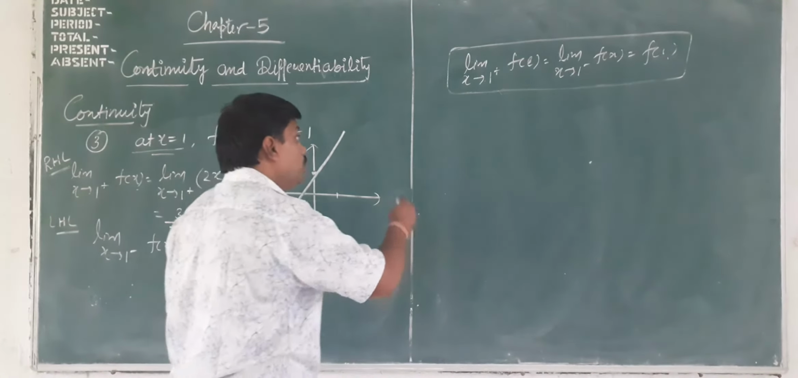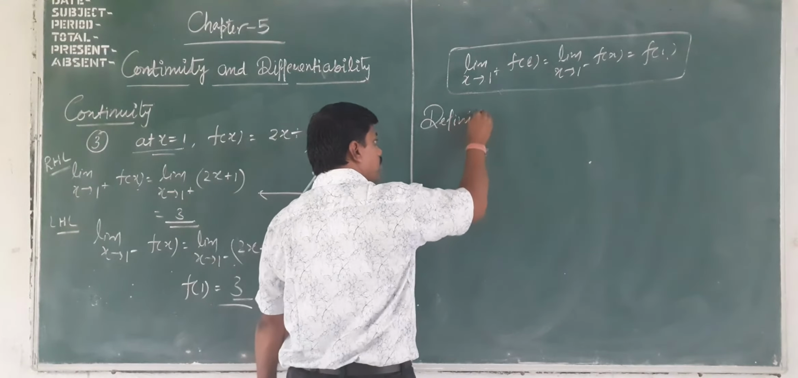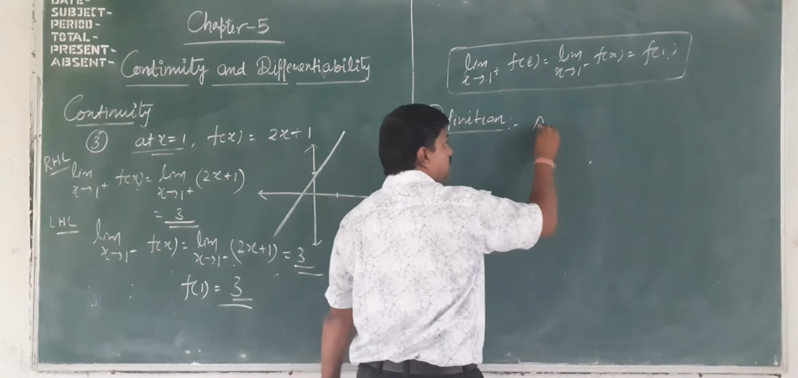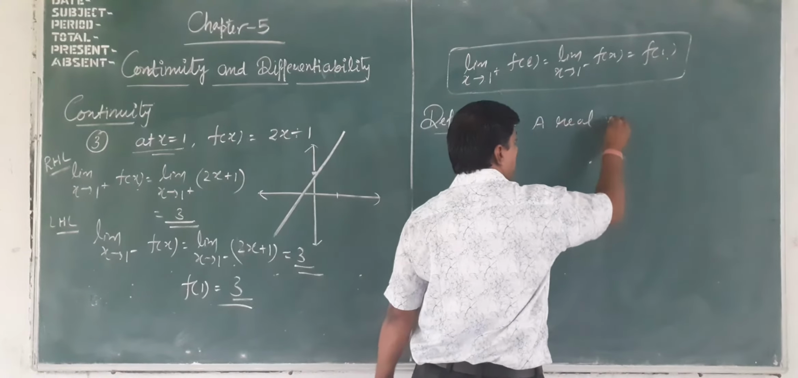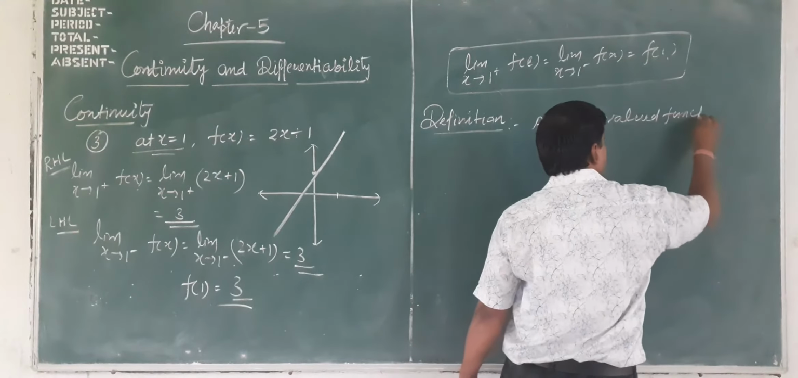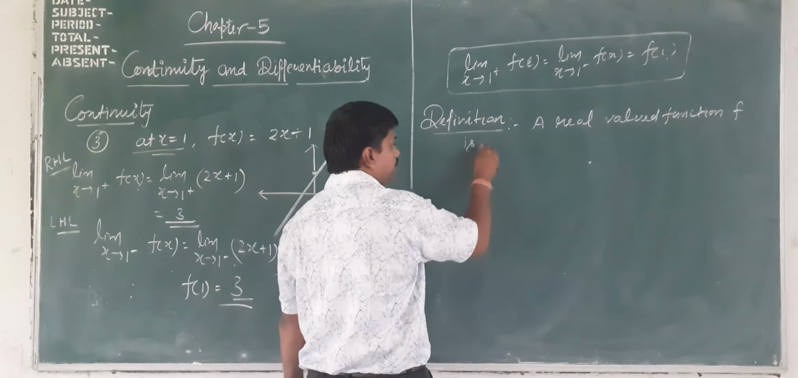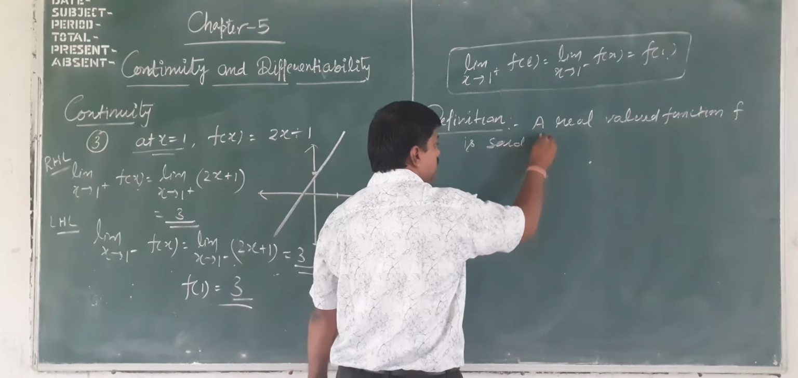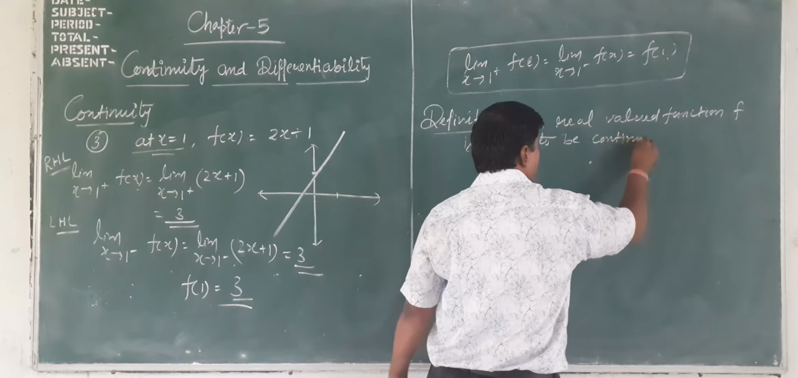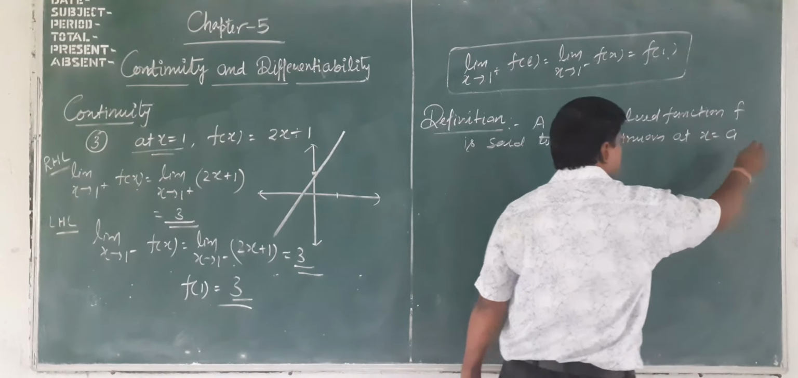So what is the definition of continuity of a function at any point? A real valued function f is said to be continuous at x equal to a.